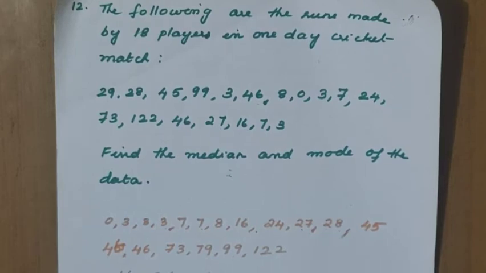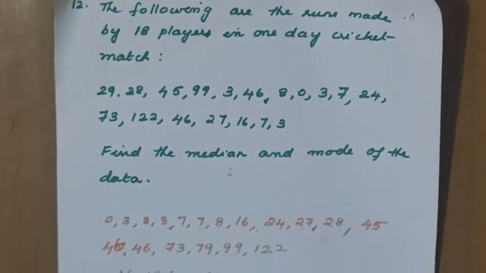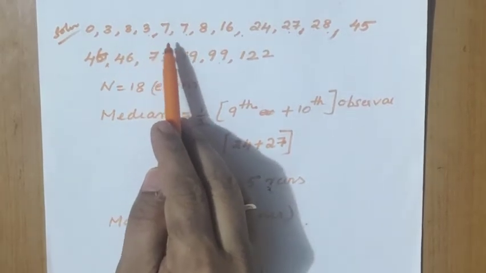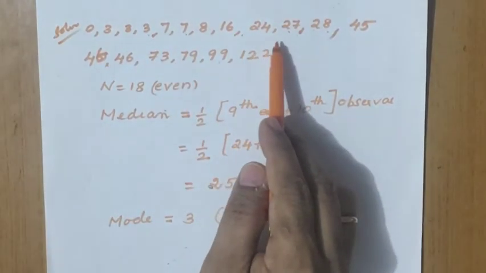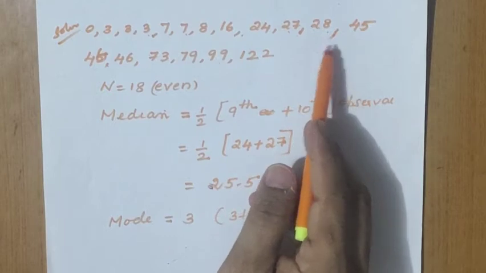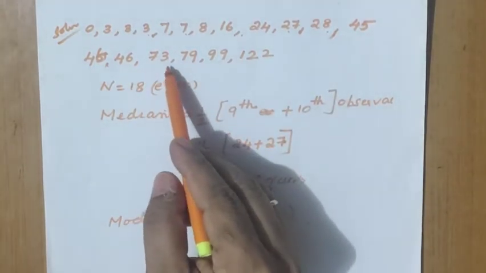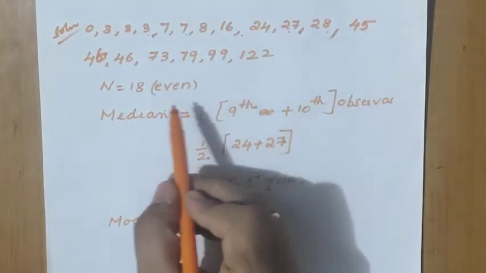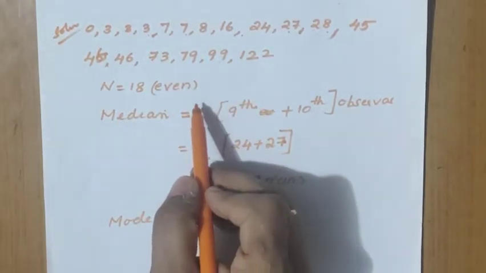Median means what is the step we have to go for? Ascending order. So let us see the solution now. In ascending order: 0, 3 two times, 7 two times, 8, 16, 24, 27, 28, 45, 46 two times, 73, 79, 99, 122. Now the number of observations, if you count, is 18, because 18 players' data is given.